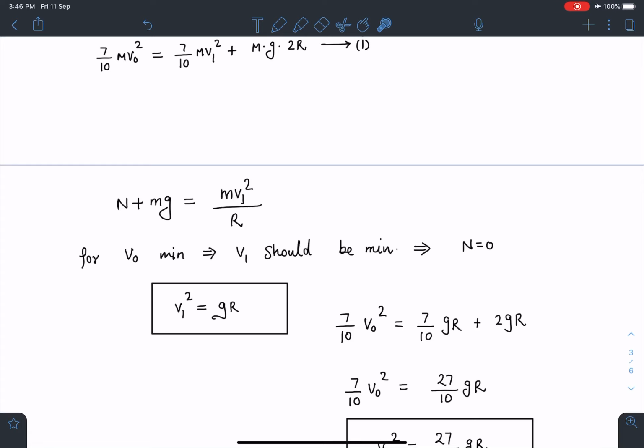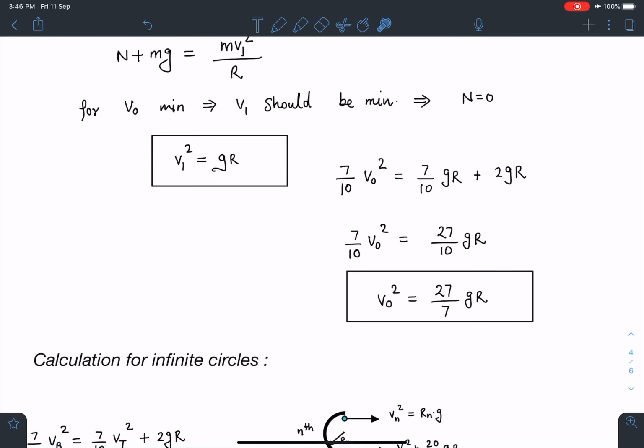So for this minimum velocity, I am going to get v1 square is equal to gr. When I substitute this value in this equation, I am going to get v naught square is equal to 27 by 7 gr. On solving, you can get this. So from here you can understand that this value is the minimum velocity required at the lowermost point for which this particle will complete the vertical circle. It will complete this vertical circle even though it is in pure rolling.